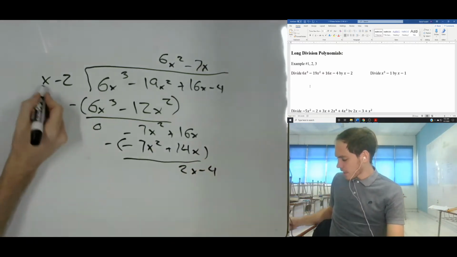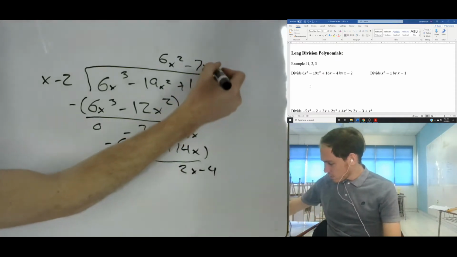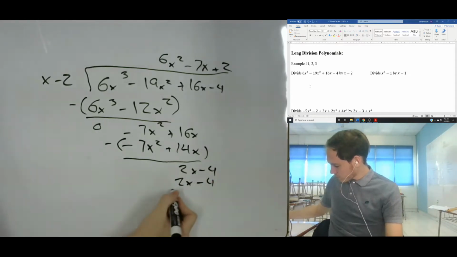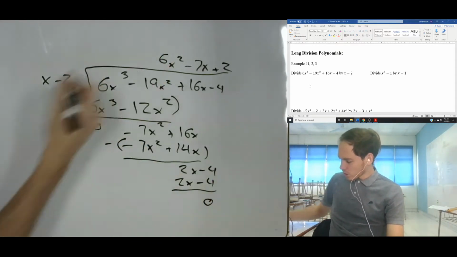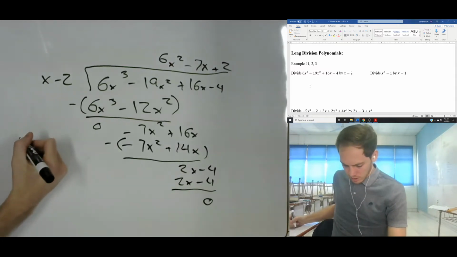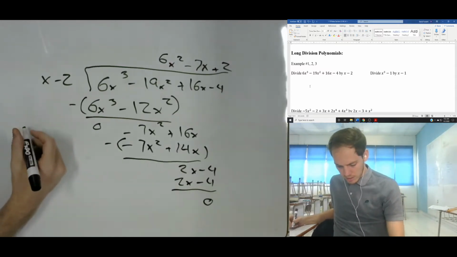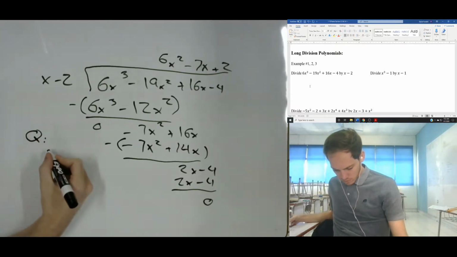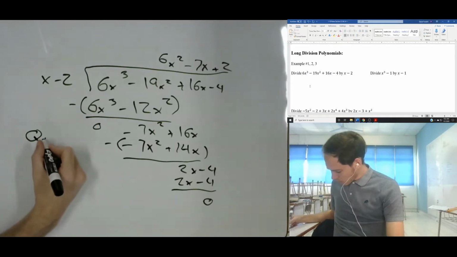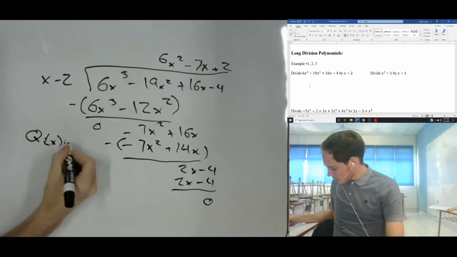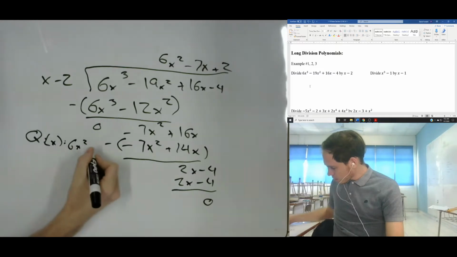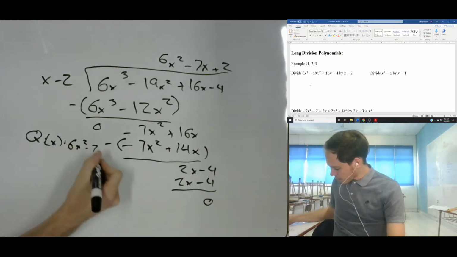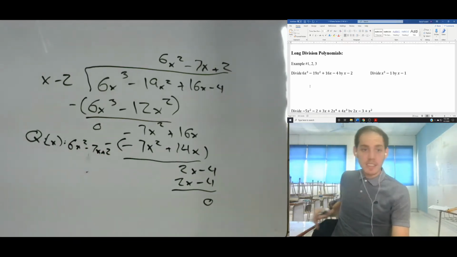Now, how many times does x go into 2x? Plus 2. This becomes 2x minus 4. And you get 0. So our quotient, our q of x, is going to equal 6x squared minus 7x plus 2.